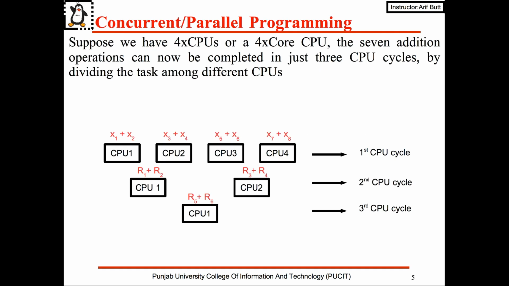Suppose we have 4 CPUs or a 4 core CPU, and in such a case the 7 addition operations can now be completed in just 3 CPU cycles. In the first CPU cycle, 4 addition operations will take place on the 4 different CPUs, and the resulting values will again be added on 2 CPUs in the second CPU cycle, and in the third CPU cycle the entire operation of adding the 8 values will be completed.